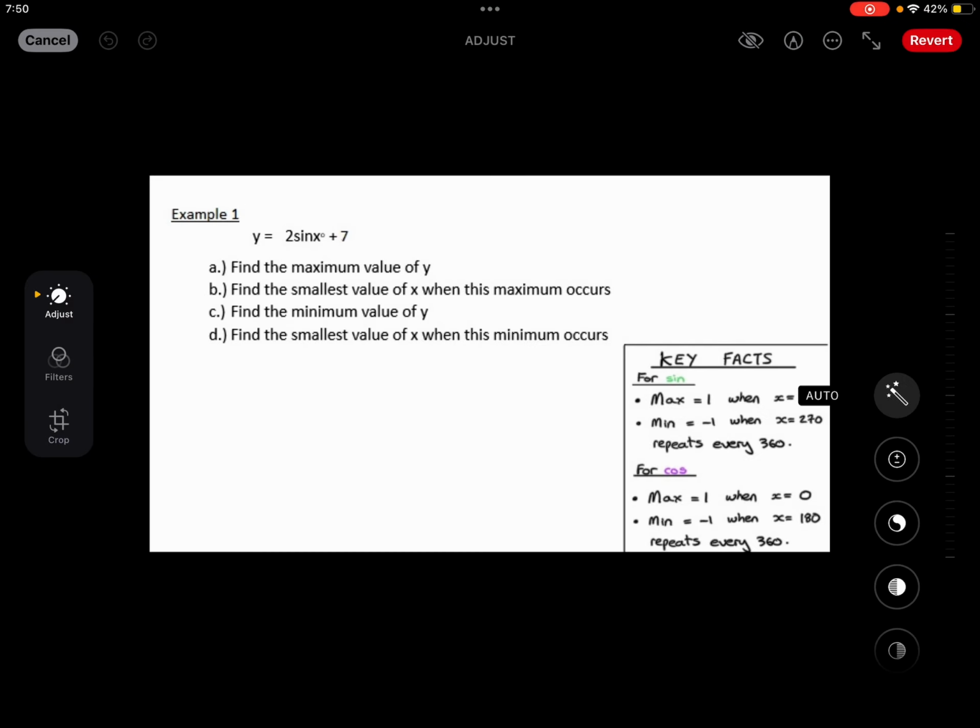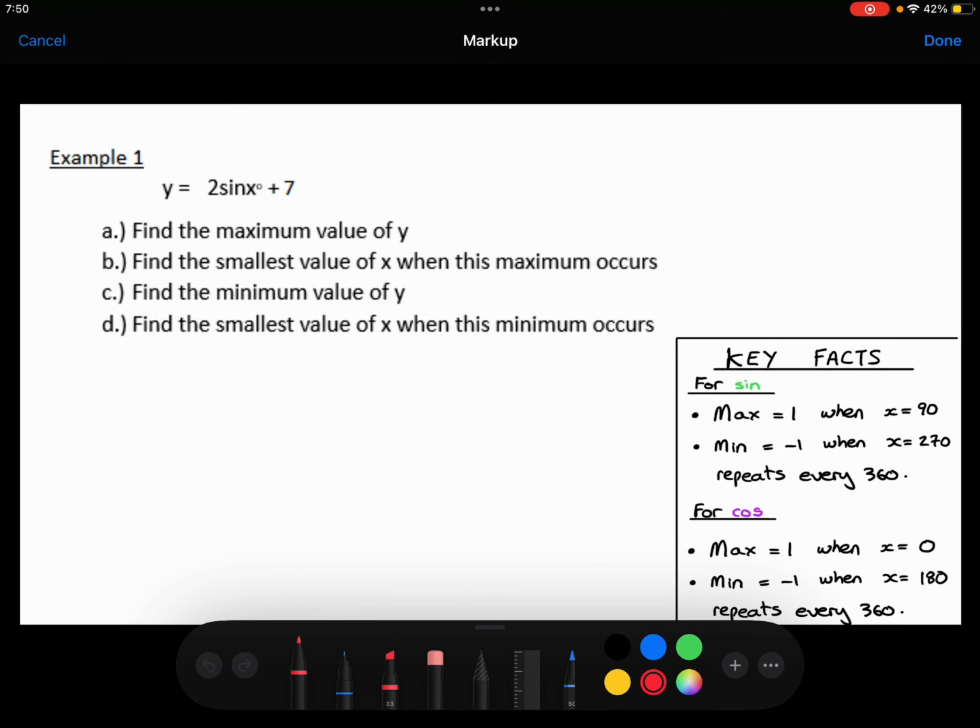Right, let's apply that to a few examples. So here we've got the function y equals 2 sin x plus 7. We want to find the maximum value of y. So we know the maximum that sine can be is 1. So we're going to have 2 times 1 plus the 7, which is 9. And we know that that maximum happens with the sine graph when x is 90. So we'd have the coordinate of (90, 9).